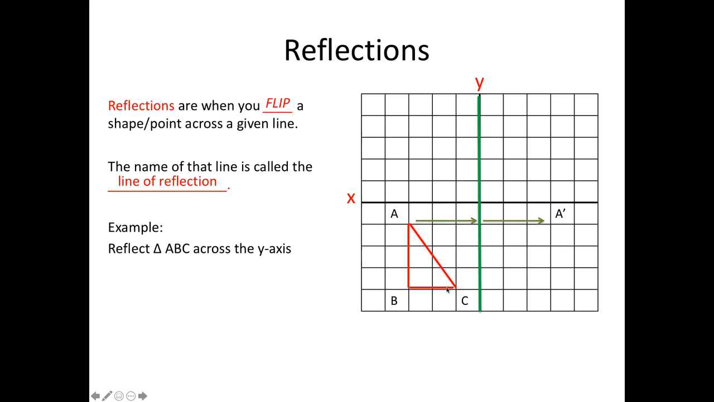B is 1, 2, 3 units also from the line of reflection. So 1, 2, 3 units here, and we'll have B prime. And then C is 1 unit away from the line of reflection, so we only have to go 1 unit away, and it is C prime. Then we have our new triangle. If you'll notice, they are reflected, which means they are mirror images of each other.